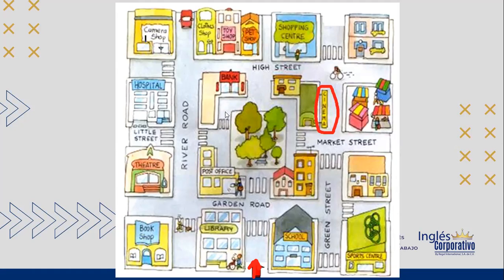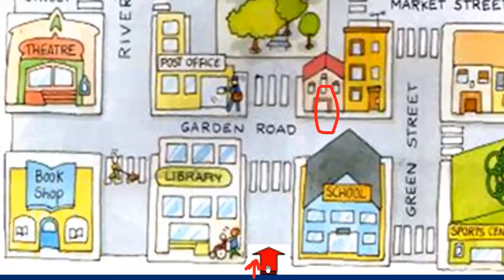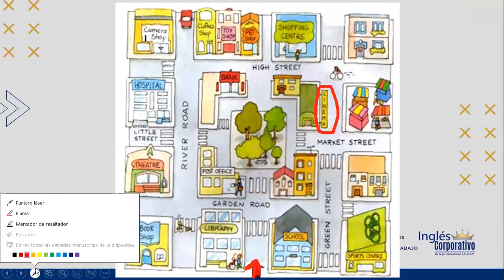Estoy aquí en la flechita roja, vamos a ver si me puedo acercar. Ya me vio la flechita, está acá abajo. Aquí está abajo, mira. Okay. One, two, three. Go, Miss Clelia.